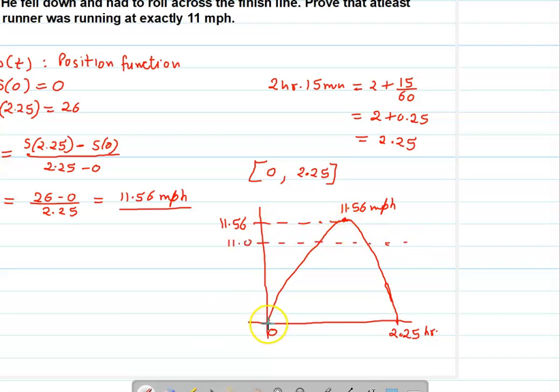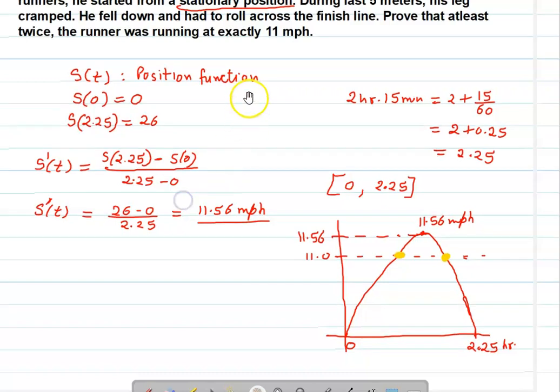It started with a velocity of 0, reached a velocity of 11.56 mph, and while going from 0 to its peak, he crossed the 11 mph velocity first, and secondly he crossed the 11 mph velocity while coming back from the peak to 0 velocity at this point. So this means he must have touched the 11 mph velocity at least twice. The runner was running at exactly 11 mph twice.